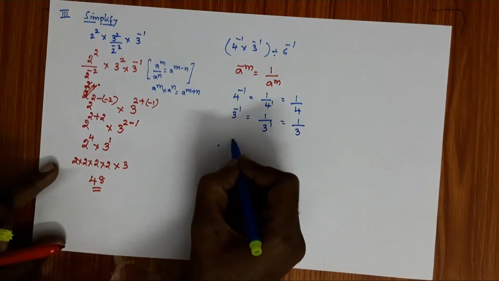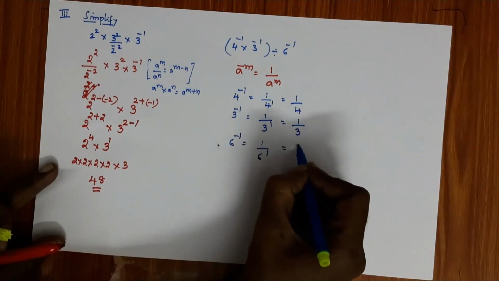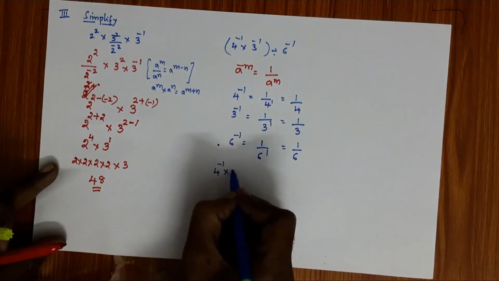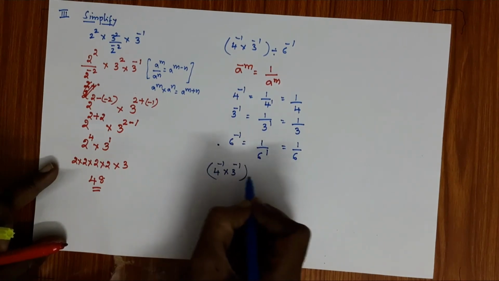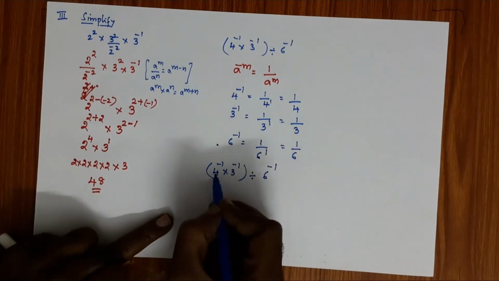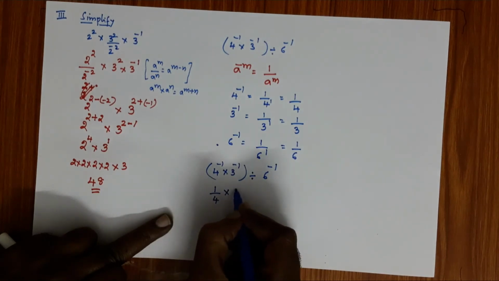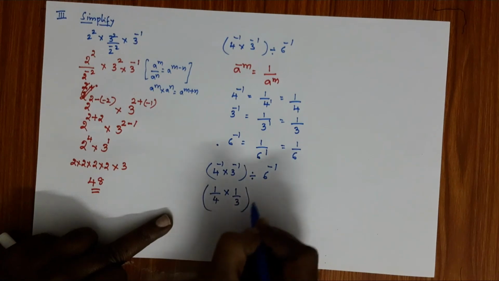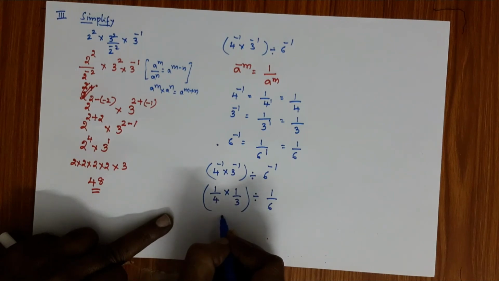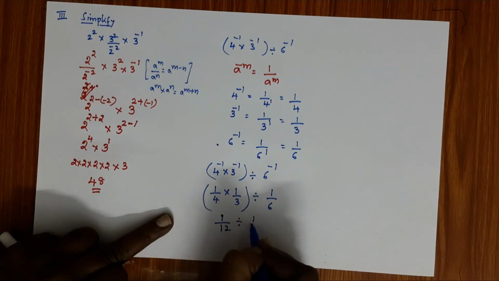So 6 to the power of minus 1 is 1 by 6 to the power of 1, which can be written as 1 by 6. Now 4 to the power of minus 1 into 3 to the power of minus 1 divided by 6 to the power of minus 1. So these values can be written as 1 by 4 into 1 by 3 divided by 1 by 6. So what is here? 1 1s are 1, 4 3s are 12, divided by 1 by 6.